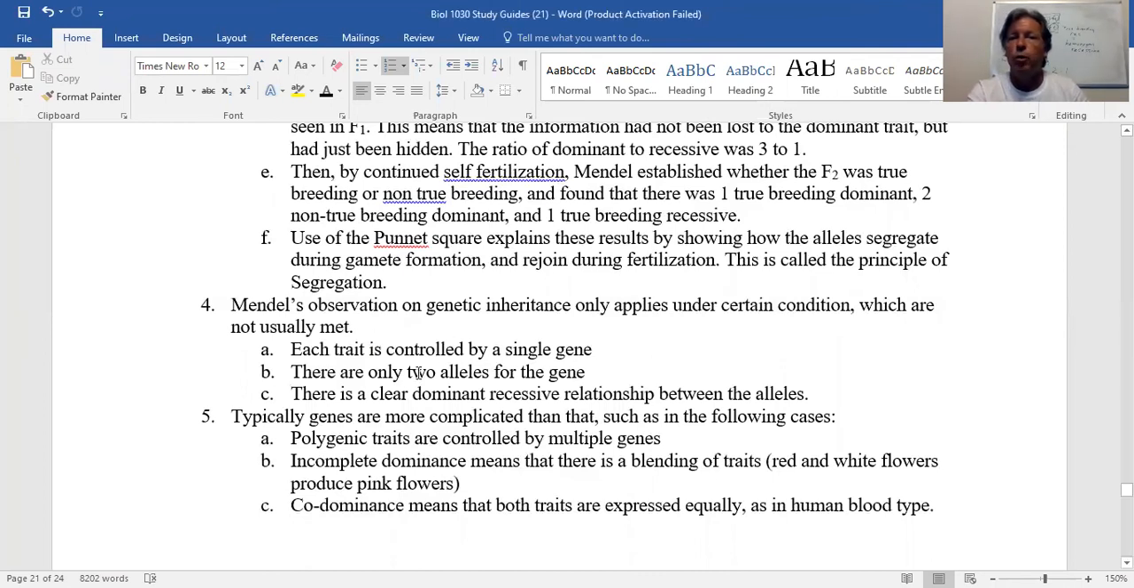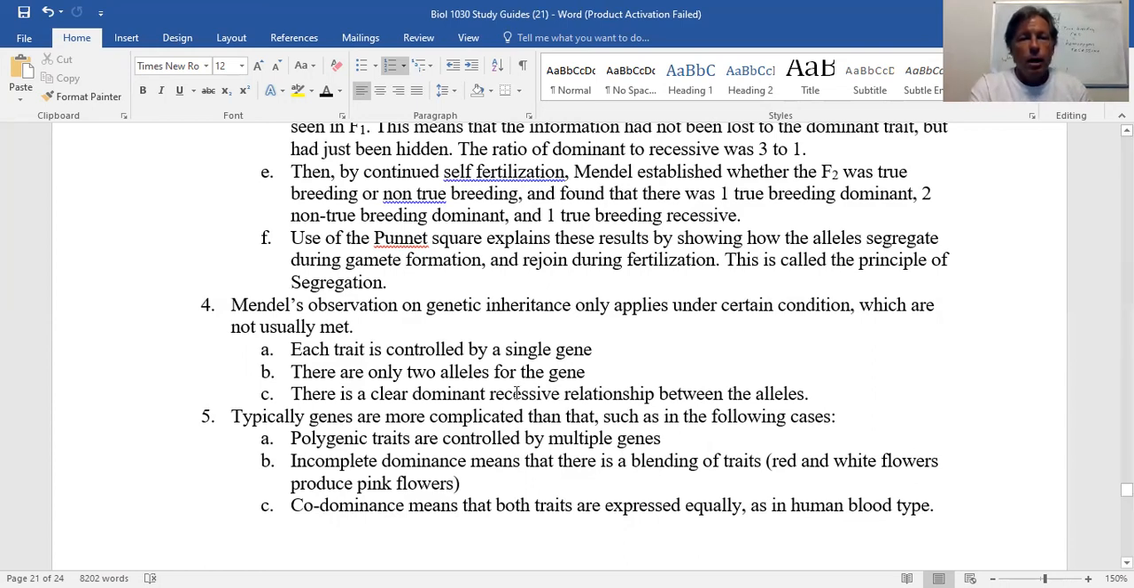Now, the other one: there can be only two alleles for that gene. It must be either tall or short. What happens if you have an in-between, right? What happens if you have blue, green, hazel, and brown eyes? It's more complicated. So you can't use Mendel's rules in all cases. You can only use them when there are simply two alleles, tall or short, purple or white. And then there has to be a really clear dominant-recessive relationship between the alleles. That's not always the case. We can have codominance or incomplete dominance. So again, more confounding factors that are going to confuse your results.